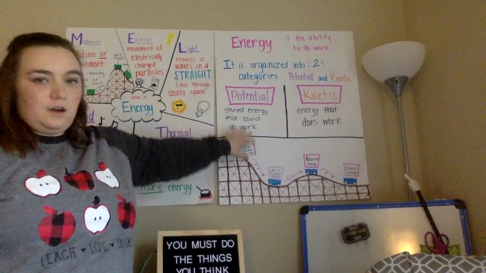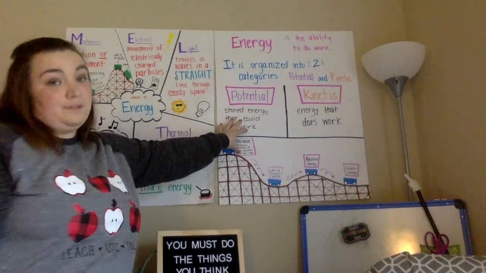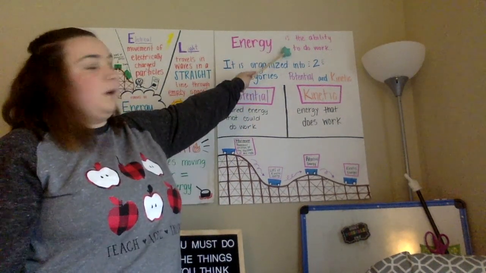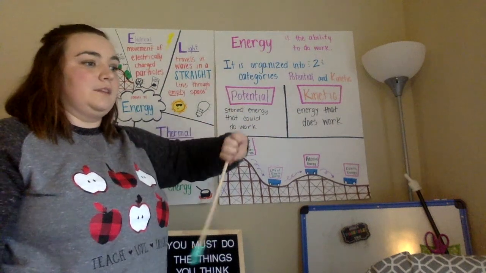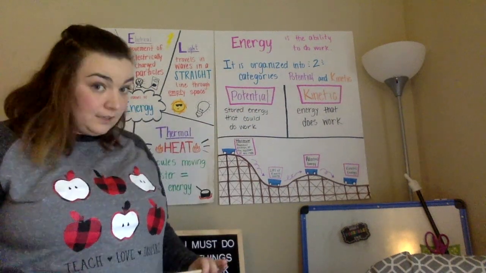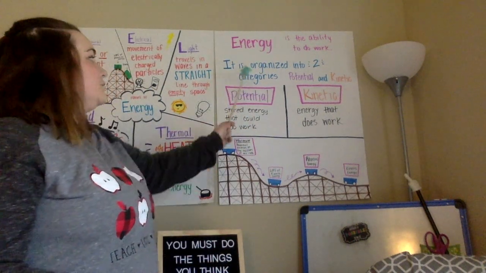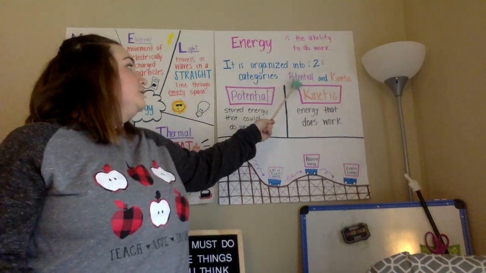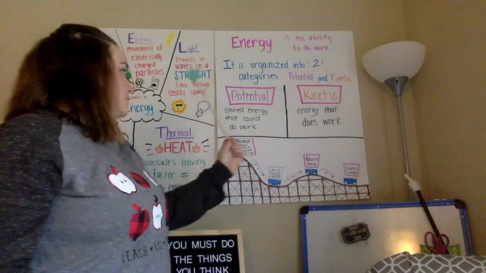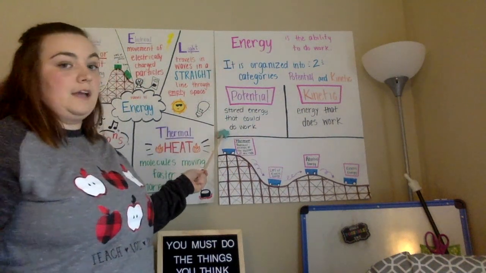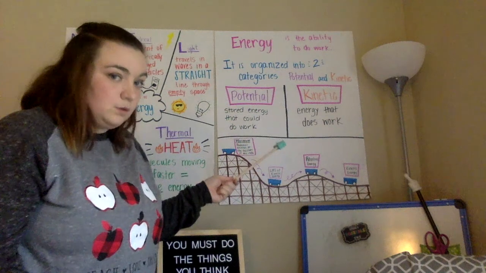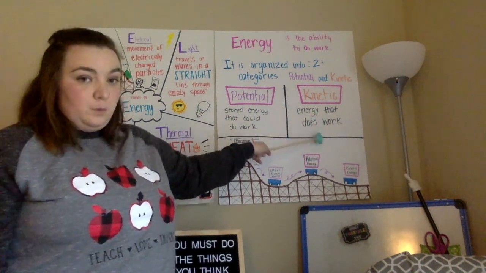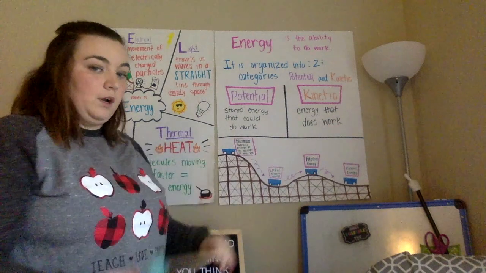Okay, we're going to start on this one because it has the actual definition of energy. So energy is the ability to do work. Okay, and we talked what that means. It's basically moving energy. So it's organized into two categories, which we should know. These are two vocab words that we've already had. Potential and kinetic. Okay, and just as a reminder, potential is stored energy that could do work. Remember, it has the potential to move. And kinetic energy is energy that does work. Okay, it's doing the work, it's moving.